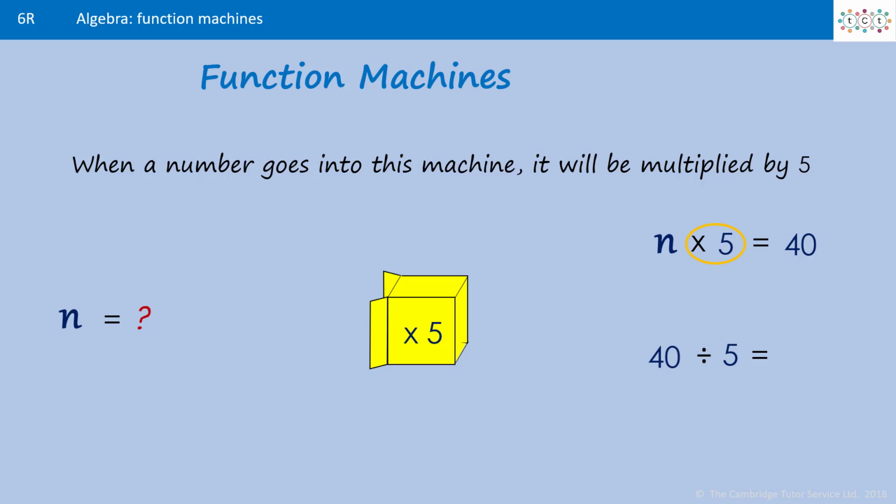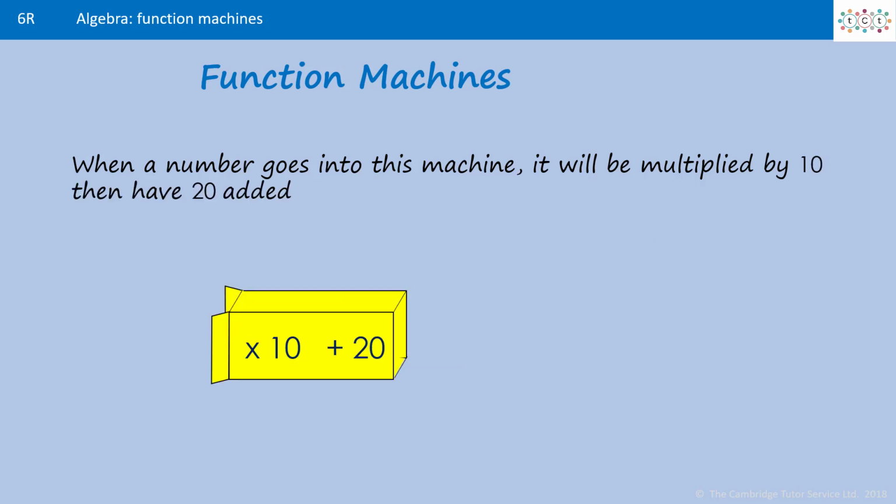40 divided by 5 will give us whatever n was. And 40 divided by 5 is 8. So n equals 8.